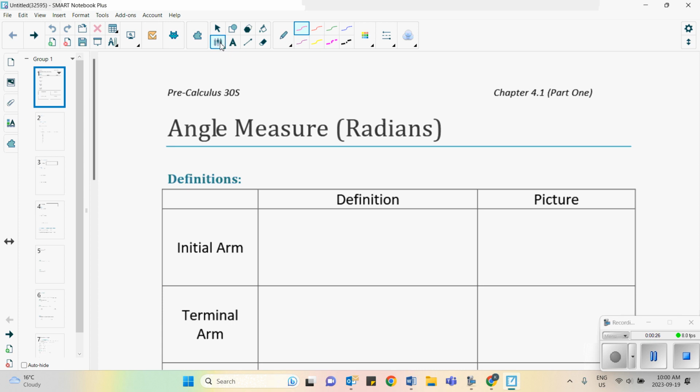360. Okay, so if we have a full circle, we have 360 degrees. With radians, it's going to be approximately 6.28 radians. Or, here, let me put the approximate sign in there. Or 2 pi.